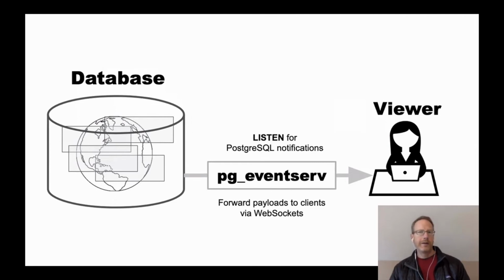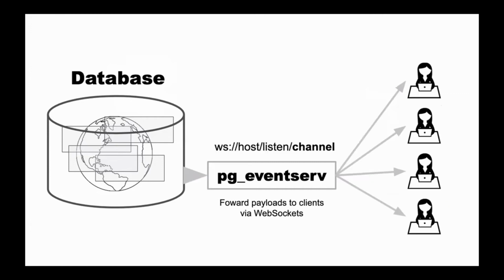It binds to a URL on the outside so that web clients have a place to get at it, and to a database capability on the inside. It's written in Go to allow for easy multi-platform fat binaries with no extra dependencies required, all one easy install. And all PG Event Serve does is take a URL of the form WS, WebSocket, colon, the host that the service is running on, /listen, and then the channel name. Any message sent to that channel by the database will in turn be sent to the client via the WebSocket.